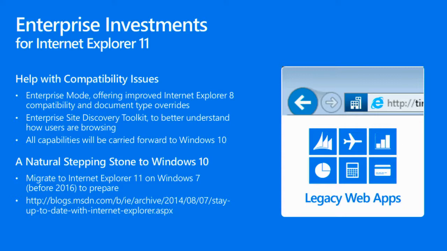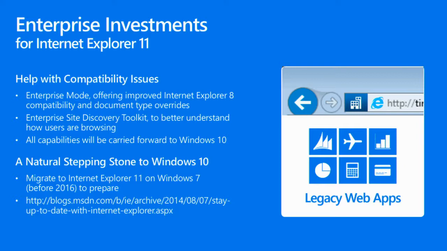IE11 can be used for the legacy applications where you need all of the compatibility features that are present in IE. With IE11, we have the enterprise mode capabilities that can enable it to emulate IE7 and IE8. We have the ability to override document types to specify anything from IE5 on up. And we have some reporting tools to help with that as well. So lots of additional investments have gone into IE to make it ready for enterprises to get to IE11 and to use that to support all the legacy apps. Once you get there, the migration path to Windows 10 is relatively straightforward.